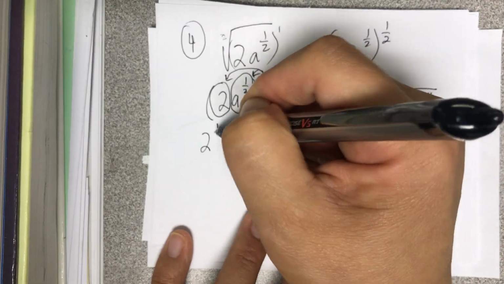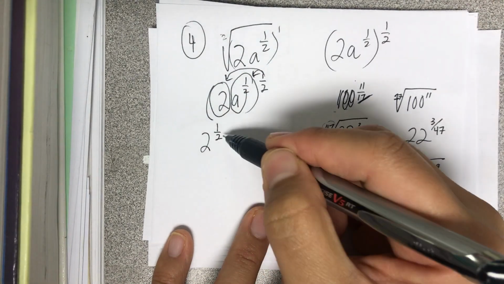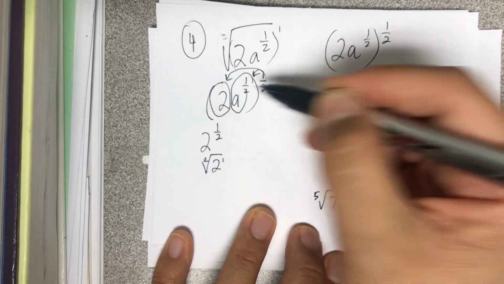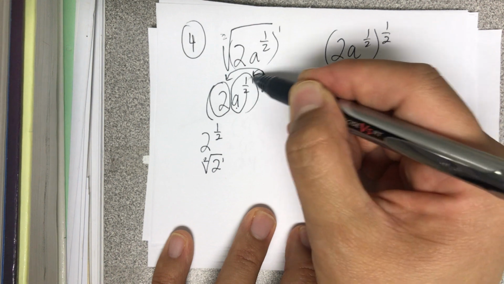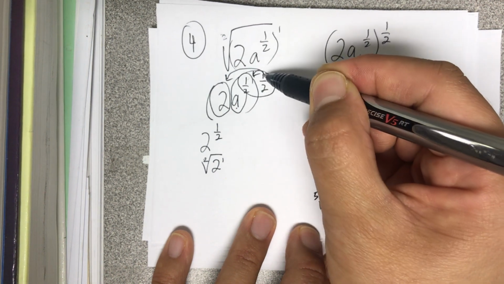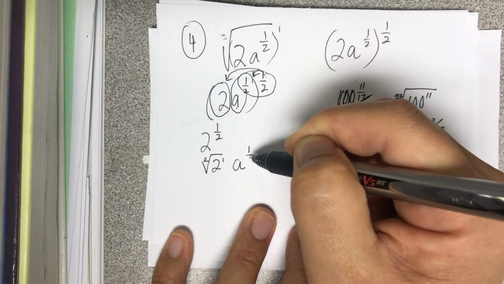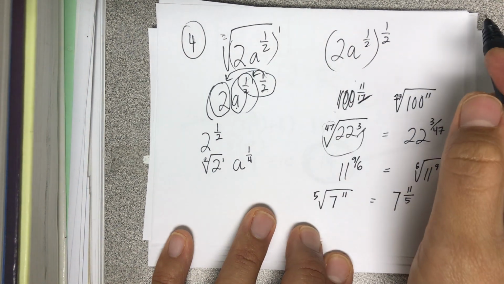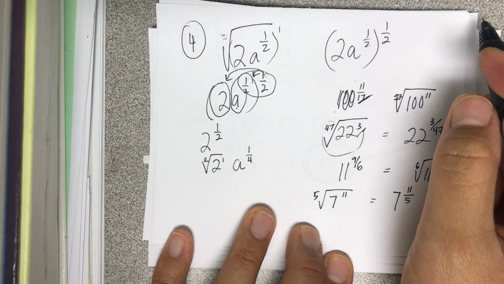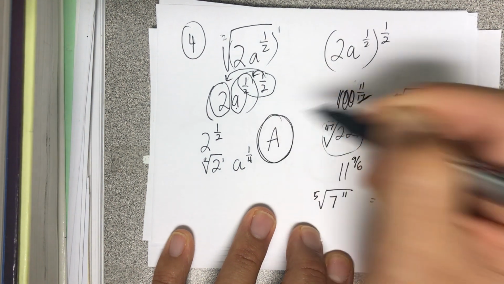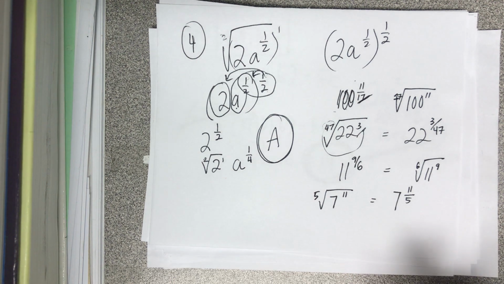So 2 to the half is basically the same thing as square root of 2, right? And then this right here is going to be a times, and then you multiply these right here. 1 times 1 is 1, and then 2 times 2 is 4. And the answer that matches that is going to be answer A. So rather than plugging in a number, I do think that this is an easier way.